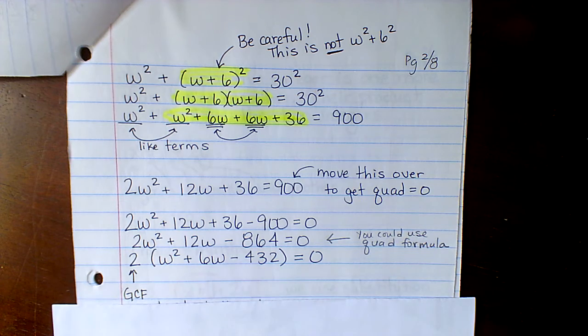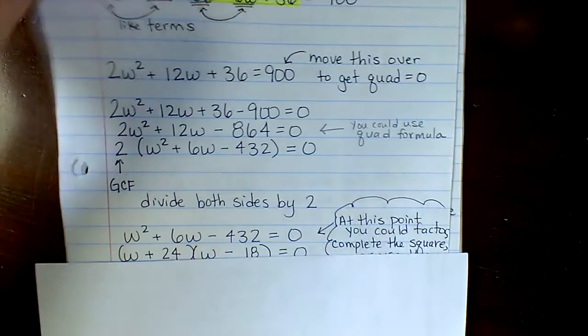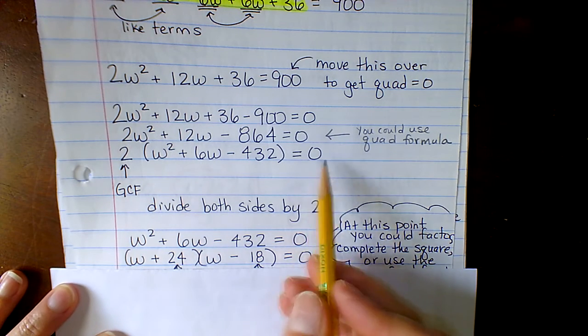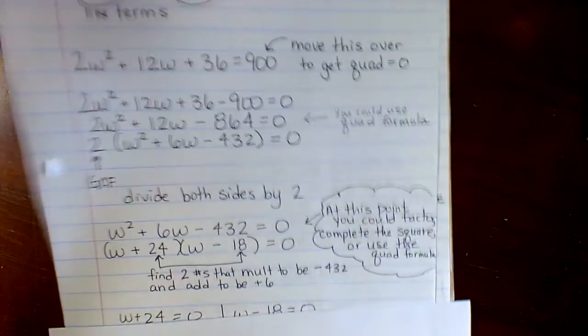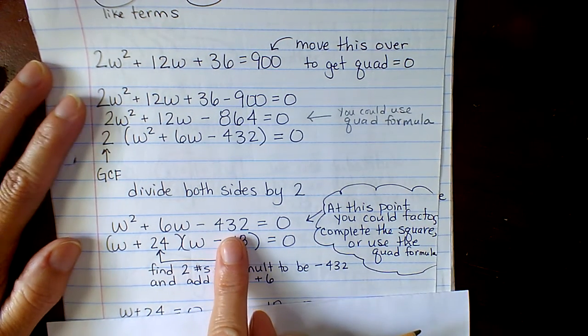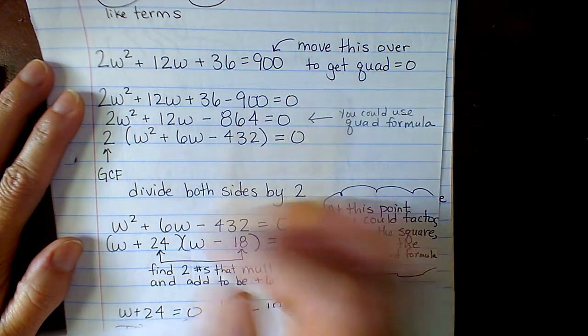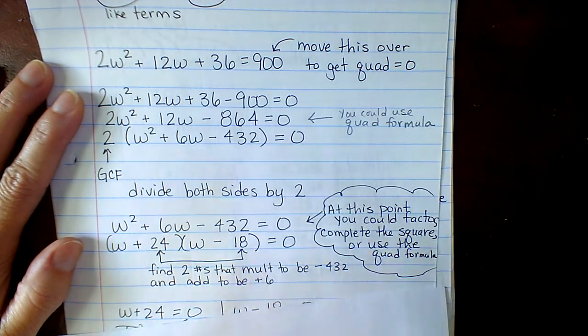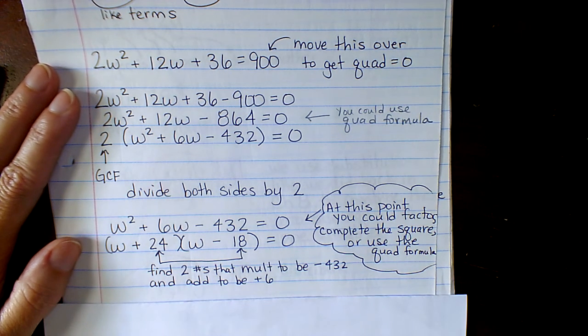So I took out the 2 first, that GCF, then divided both sides by 2. Because it's an equation, I can do that. And this 0 divided by 2 just gives me 0. Now, at this point even, you can factor it, you can complete the square, or you can use the quadratic formula here. You could have also used the quadratic formula up there. It would have been messier because you have bigger numbers. By taking out that GCF, I got it down to a nicer quadratic that has the same solutions. So I chose to factor it.